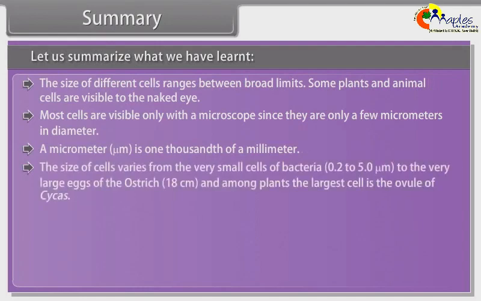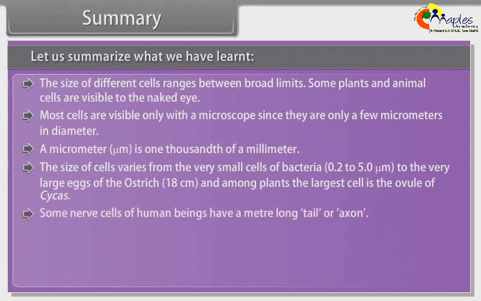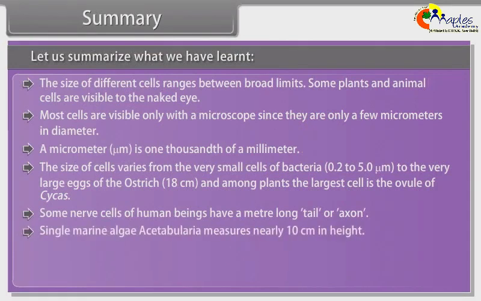The size of cells varies from the very small cells of bacteria, 0.2 to 5 micrometer, to the very large eggs of the ostrich, 18 centimeter, and among plants, the largest cell is the ovule of cycas. Some nerve cells of human beings have a meter-long tail or axon. Single marine algae, Acetabularia, measures nearly 10 centimeter in height.